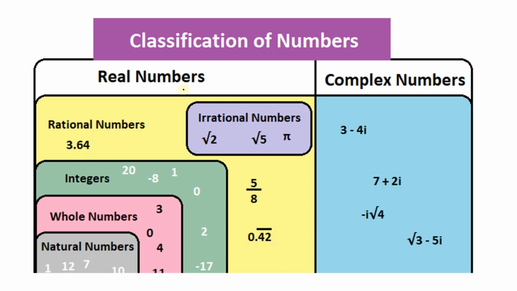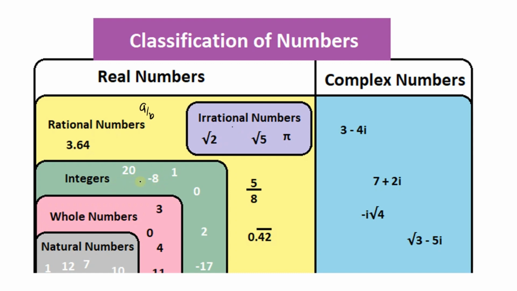The numbers are divided into real numbers and complex numbers. And then the real numbers are further divided into rational or irrational numbers. Rational numbers are numbers that can be written in the form a over b. But these numbers here cannot be written in the form a over b, so they are called irrational. And these are rational.